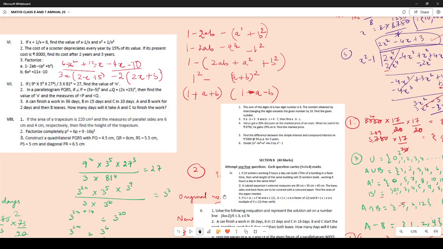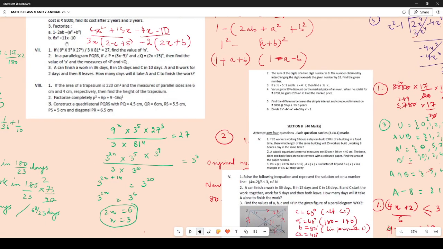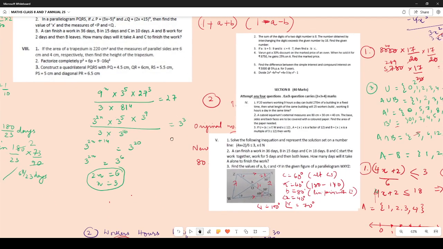Now let us move on to the next question. This is solved over here. 9 to the power n into 3 to the power 5 into 27 to the power 3 divided by 3 into 81 to the power 4 is equal to 27. Find the value of n. So we turn all of them into base 3. So this becomes 3 to the power 2n, this becomes 3 to the power 5, this becomes 3 to the power 9, divided by 3 into 3 to the power 16.